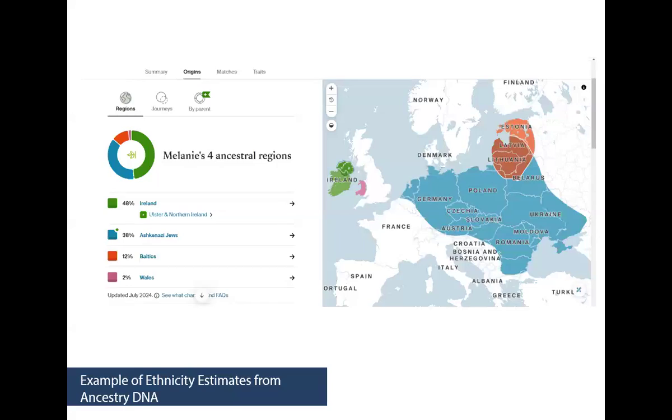If we give an example, this is my ethnicity estimate on the left-hand side for Ancestry, and on the right-hand side is the map that corresponds with it. The percentages show that I am 48% Irish, and it shows me that community or journey with Ulster and Northern Ireland, approximately where a lot of my family was from. I have 38% Ashkenazi Jewish, 12% Baltics, and 2% Wales. The colors used for each of the different percentages and regions correspond with the map on the right-hand side. You'll find that most of these sites are going to give you some kind of map to give you an idea of where your family was from.